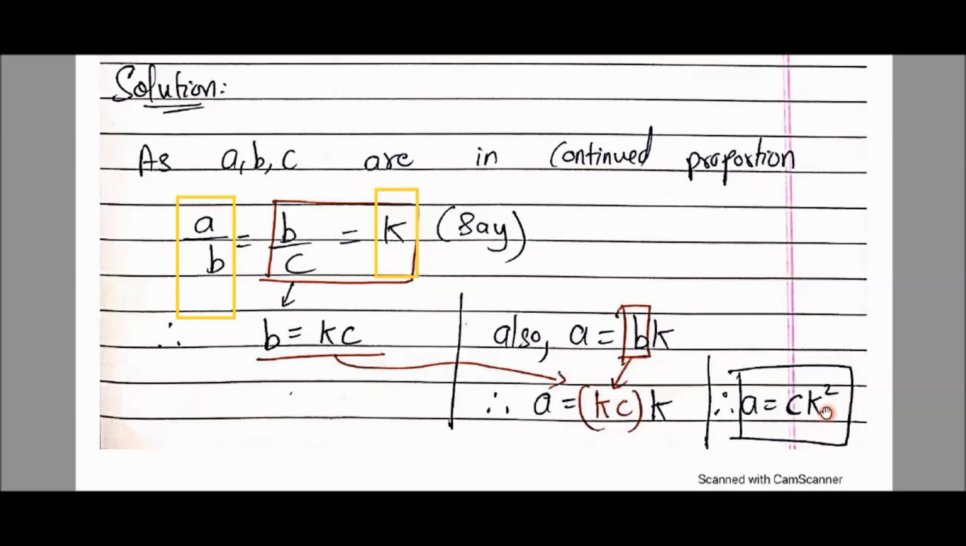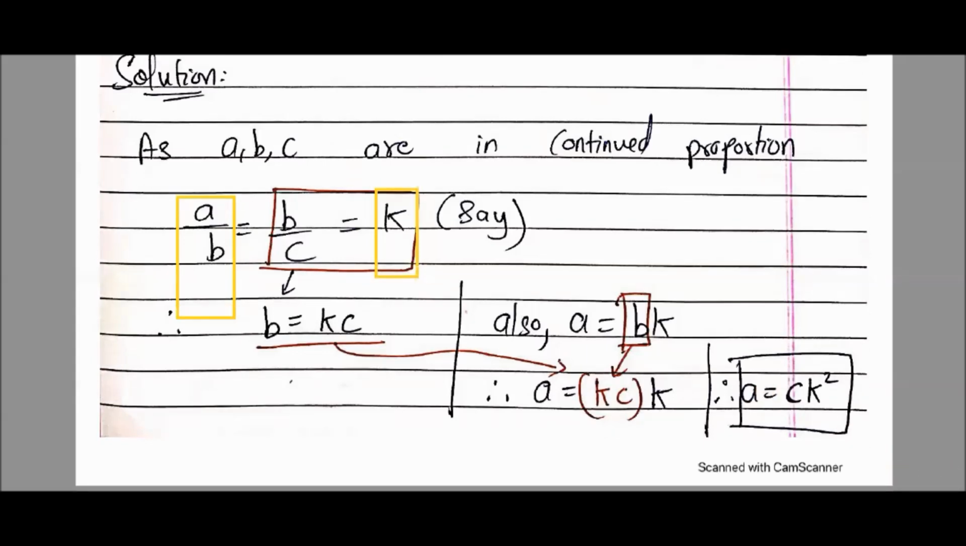Understood, students? So like this, I found out two values. I found out the value of B first. What is the value of B? K into C. Then I found out the value of A. What is A? A is CK square. So here are the two values. I don't have the value of C. I just have the value of B and the value of A. Okay. Proceeding to the question.